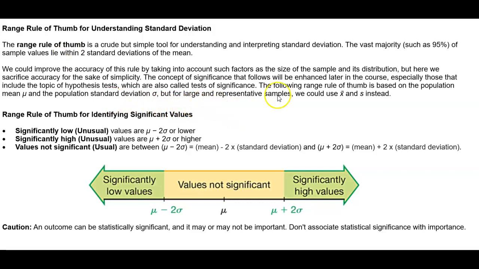Now, the following range rule of thumb is based on the population mean and the population standard deviation. But for large and representative samples, we could also use the sample mean and the sample standard deviation instead. Now here's the range rule of thumb for identifying significant values.